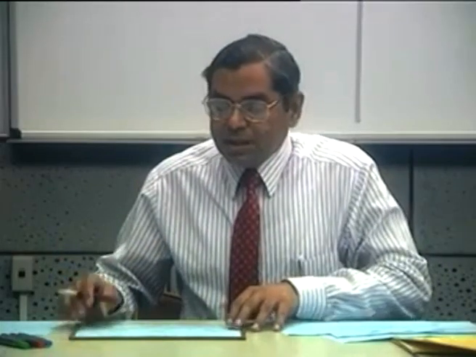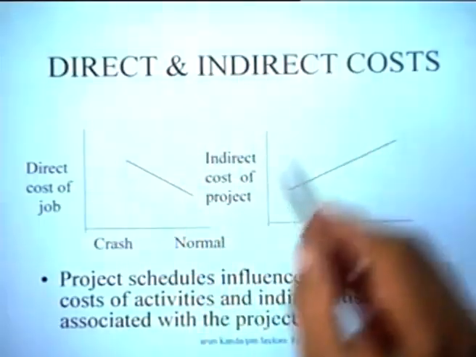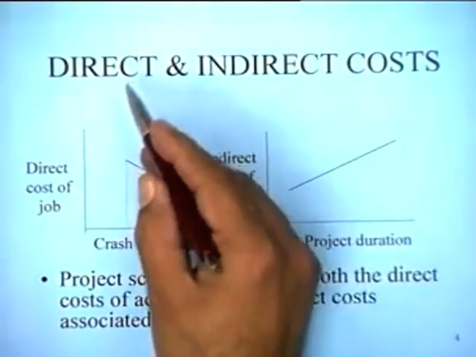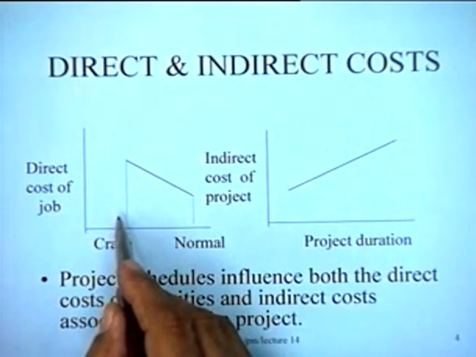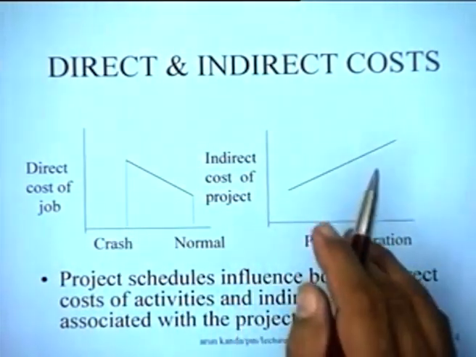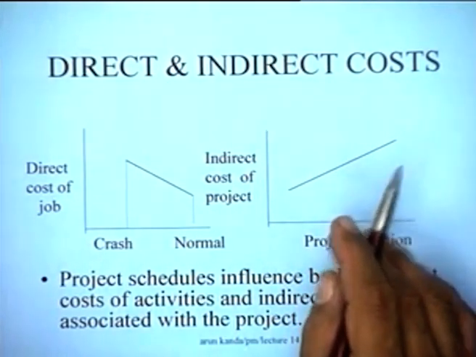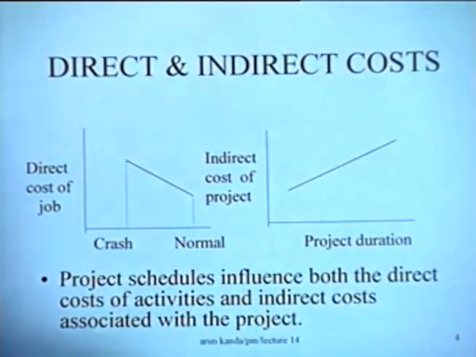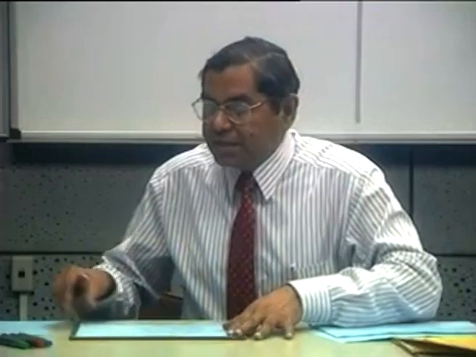So coming to this distinction between direct and indirect costs, direct costs are actually activity related costs, and the indirect costs are actually costs associated with coordination and control of the project as a whole. So let us see what are the typical components that build up the activity direct costs.